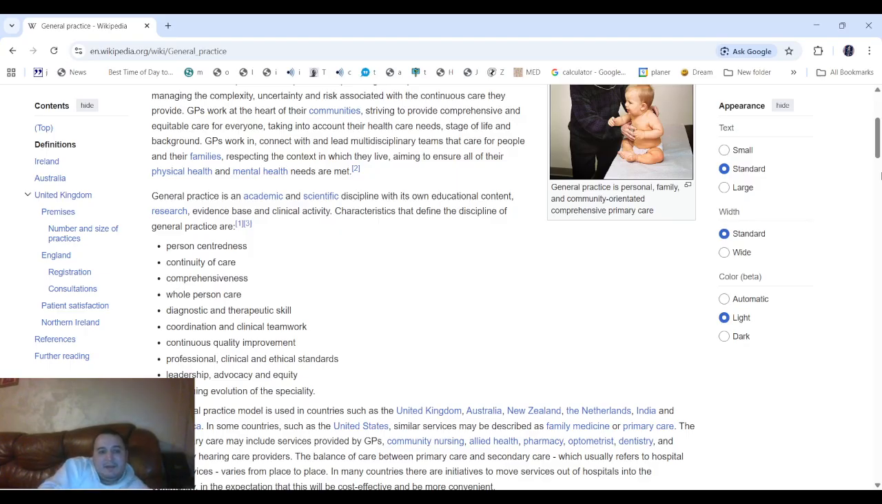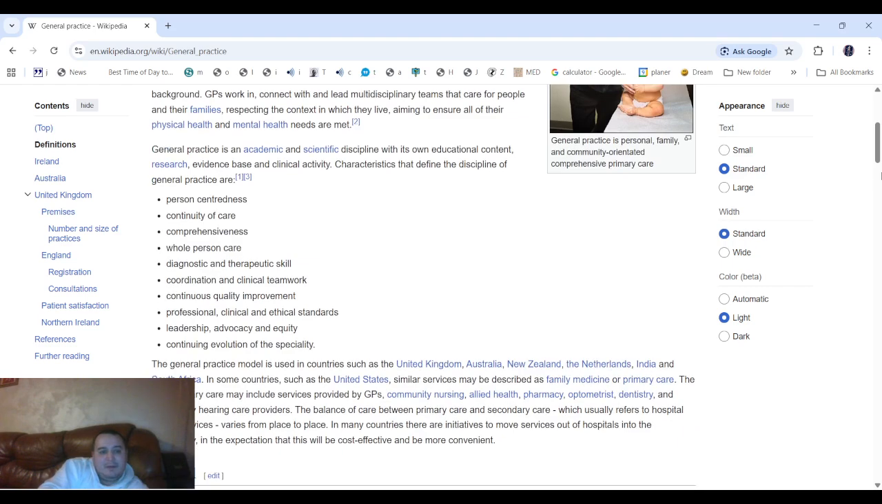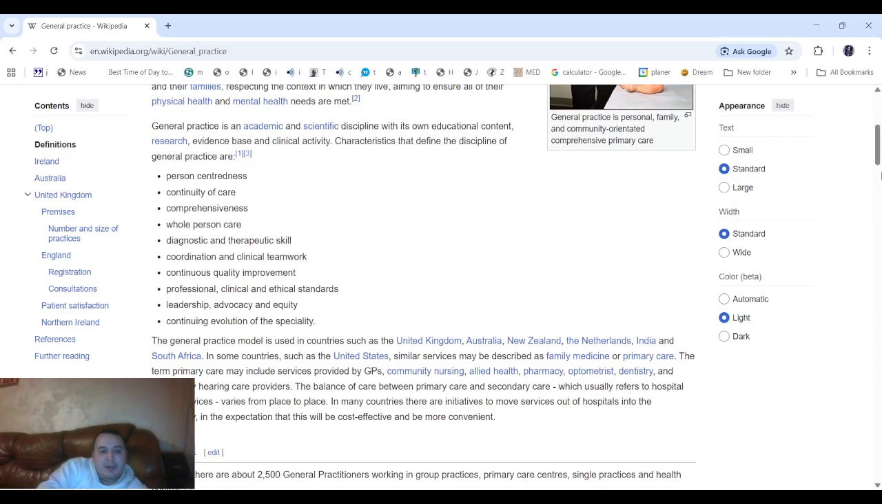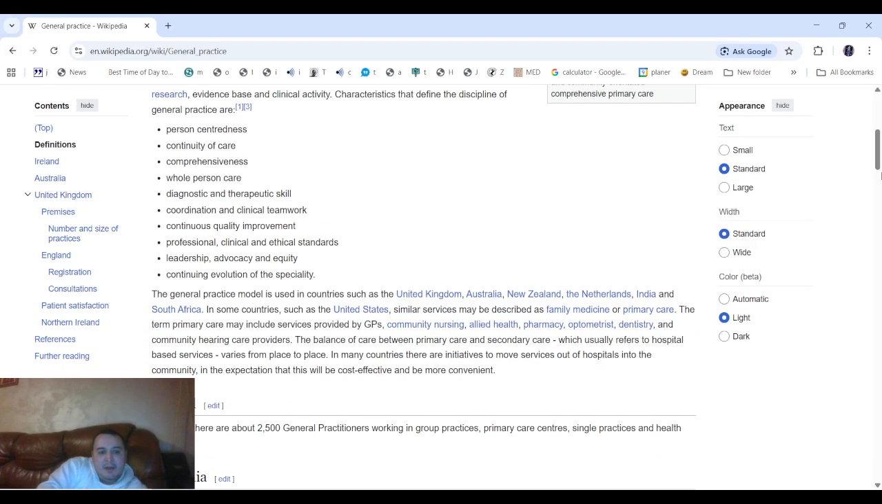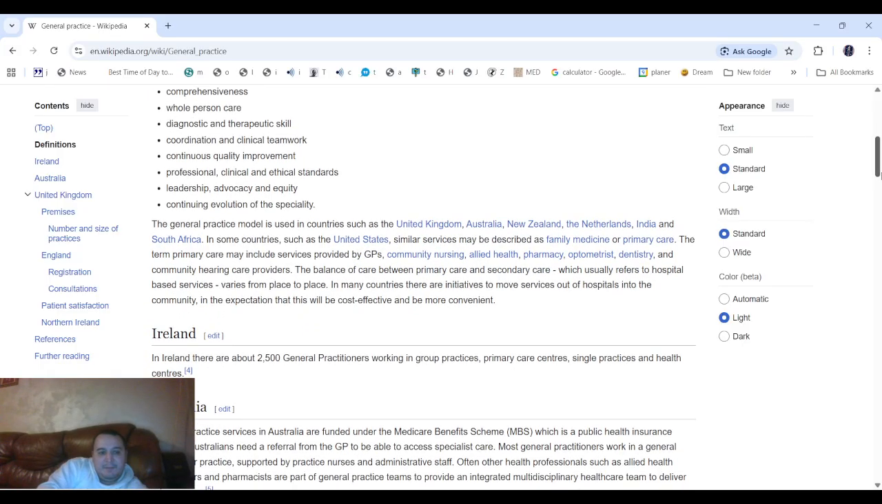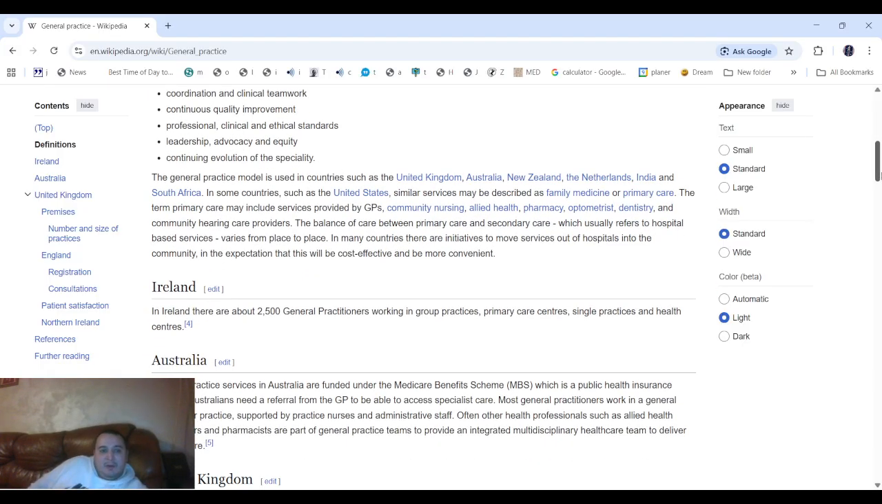Characteristics that define the discipline of general practice are personal person-centeredness, continuity of care, comprehensiveness, whole person care, diagnostic and therapeutic skill, coordination and clinical teamwork, continuous quality improvement, professional, clinical, and ethical standards, leadership, advocacy, and equity, continuing evolution of the specialty. The general practice model is used in countries such as the United Kingdom, Australia, New Zealand, the Netherlands, India, and South Africa.